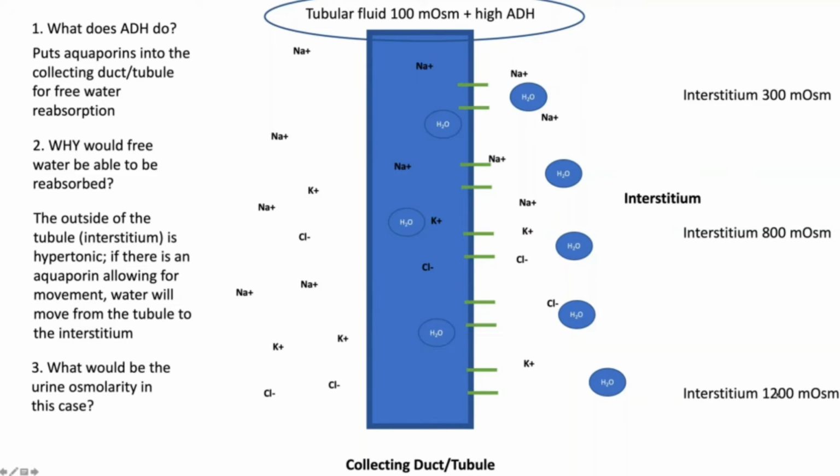Right? You would equilibrate with the interstitium at its most concentrated point. Because here, if you were to measure the tubular fluid, it would be about 300. By the time that it gets to here, because the interstitium is 800, you would equilibrate. So it would be about 800. And by the time that you get to the end, it would be about 12.